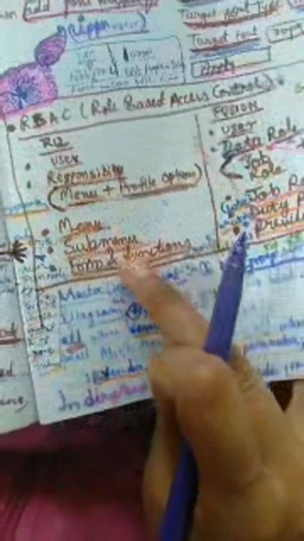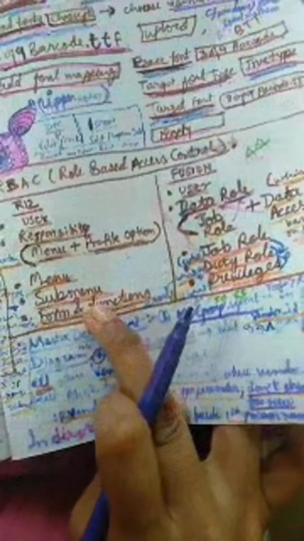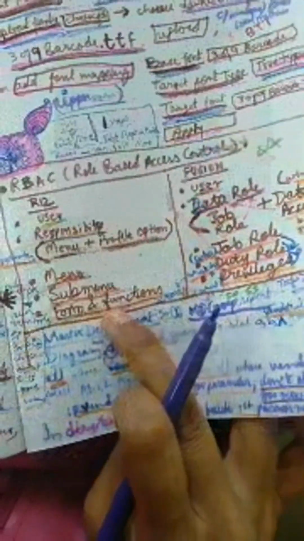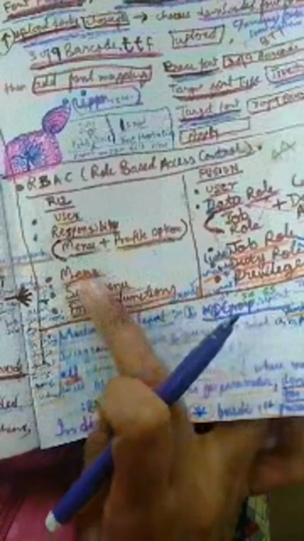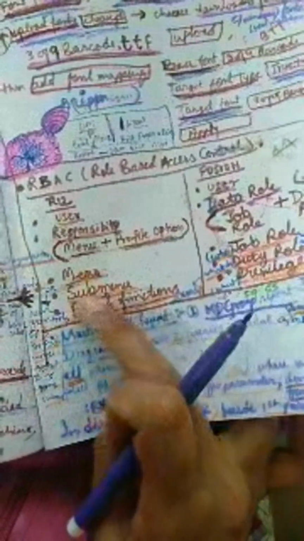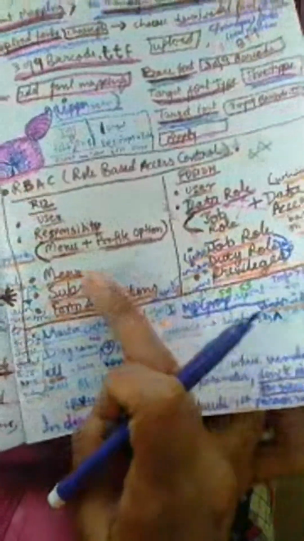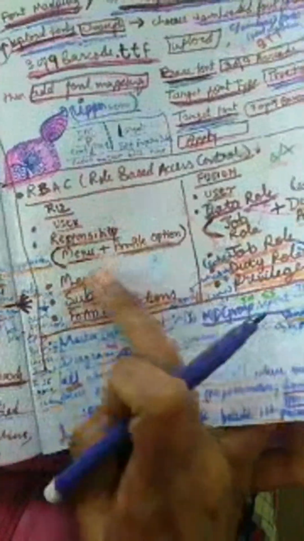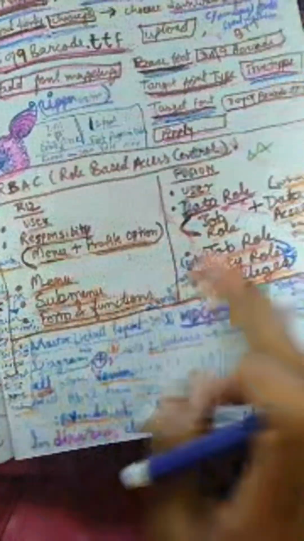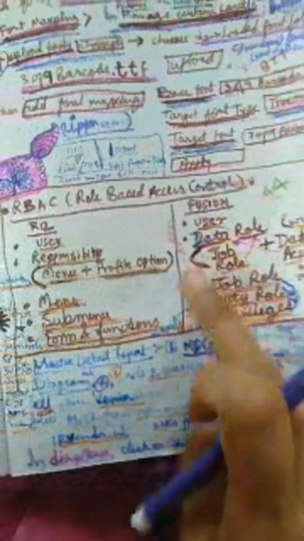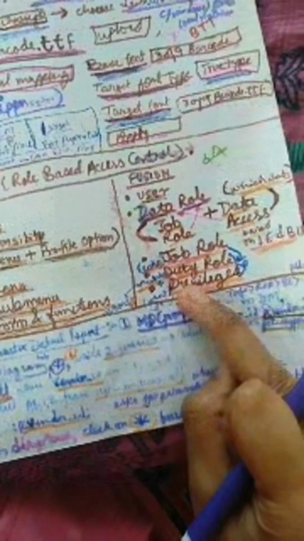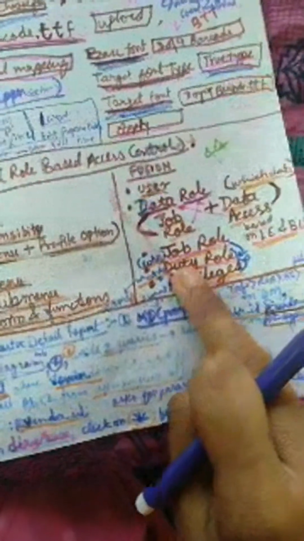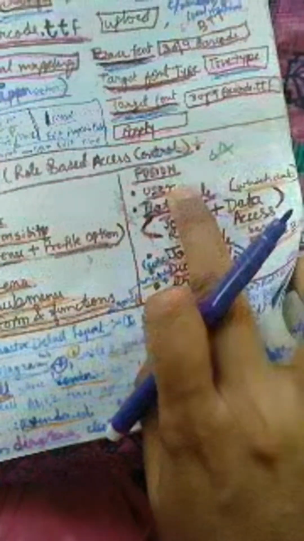How is the hierarchy? Can I assign a form and function or a submenu directly to the responsibility? No, I need to create a menu for that. Because a menu has submenus and forms and functions, and menus are attached to the responsibility. Similarly, responsibility is given to the user. Similarly, if I want to give a privilege or a duty role directly to the user, it's not possible.